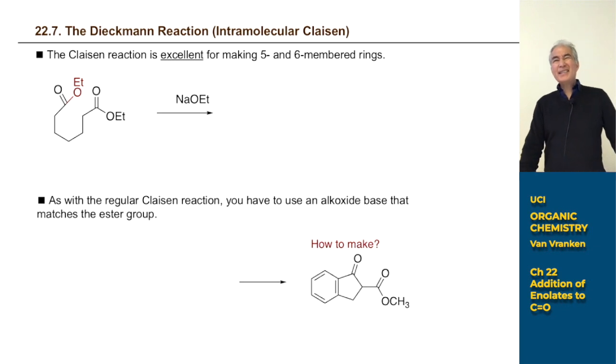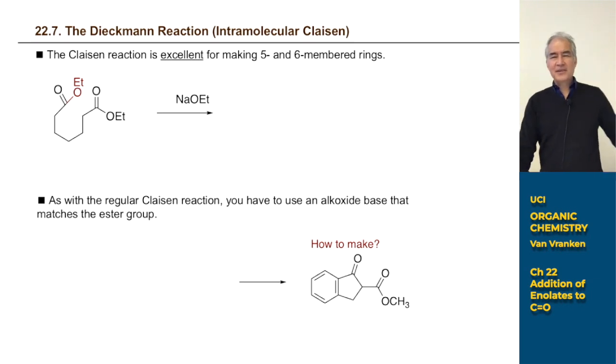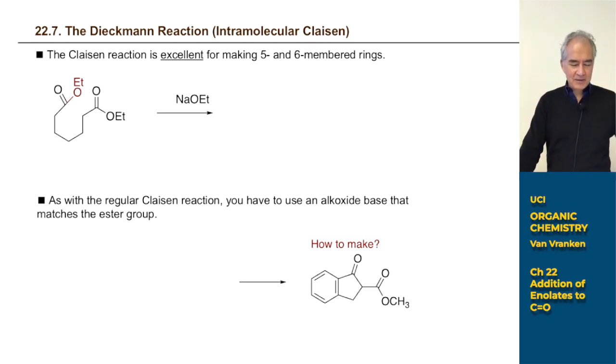Now, the Claisen condensation, making carbon-carbon bonds with the Claisen, is not that common, actually. The yields aren't great. The book doesn't really mention that, unfortunately. So let's go ahead and talk about a version of the Claisen reaction that is actually very common and very useful and gives high yields. And that is the intramolecular version of the Claisen reaction.